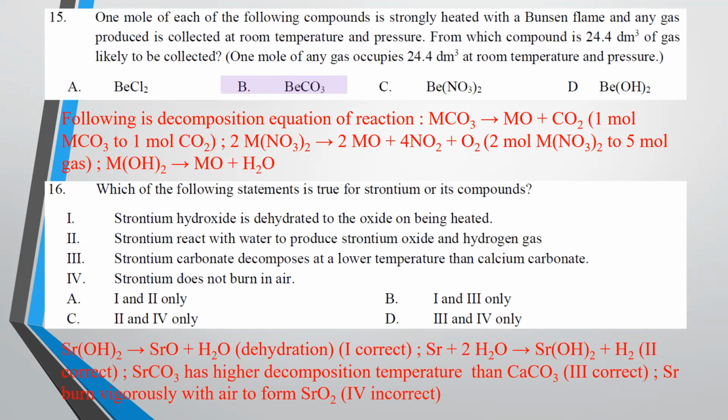Okay, number 3, strontium carbonate decomposes at lower temperature than calcium carbonate, which is not true, because strontium carbonate is supposed to have a higher stability compared to calcium carbonate. Okay, so C is wrong, and then D, strontium does not burn in air. Yeah, it does burn in air, and it is very reactive. Okay, so the best answer that describes all of them is 1 and 2 only. Okay, so that is how you solve question number 16.